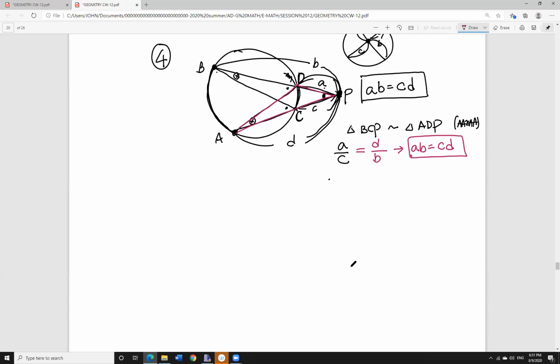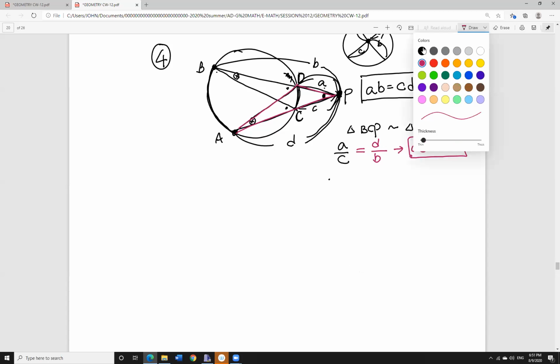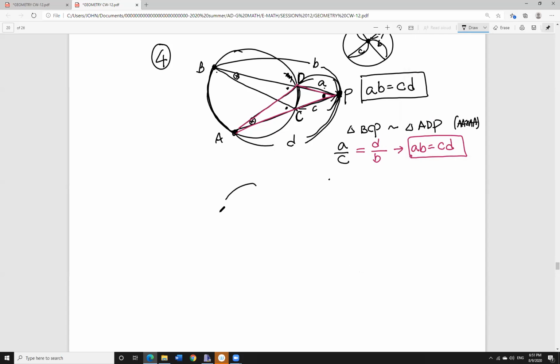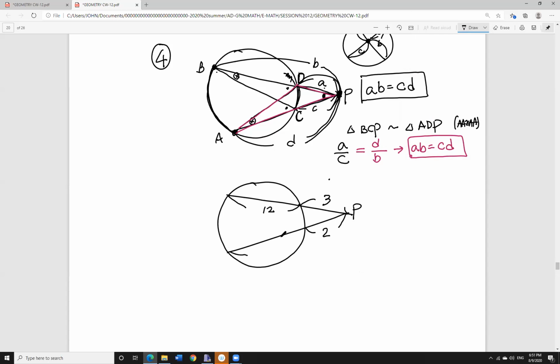For example, almost done. This is all about circles. Very simple. This is 3. This is 12, you have to be careful, right? This is P. This is 2. And what is the length of this side?